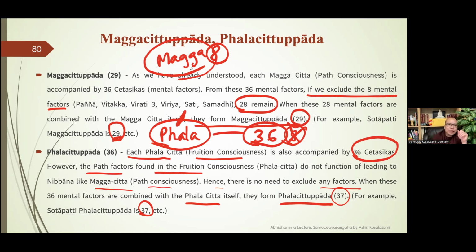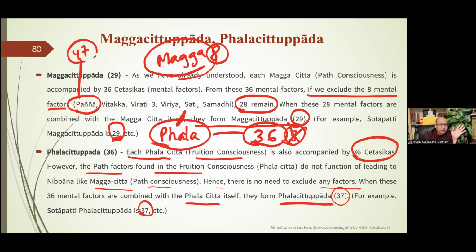I must say that, for example, Panna is the leader. Together with Panna, there are 47 Cetasikas together, from the knowledge of the Cetasika chapter. So Panna is together with the 47, but the 47 Cetasikas are not the leader. So the Buddha took out the leading factor.